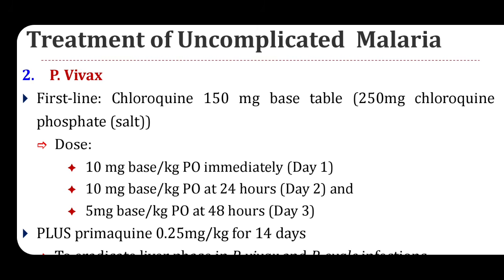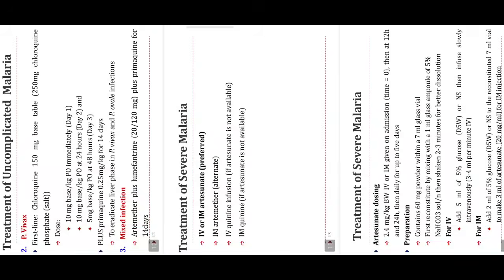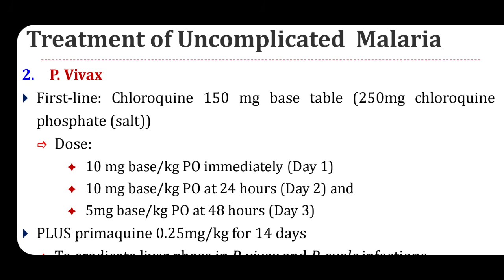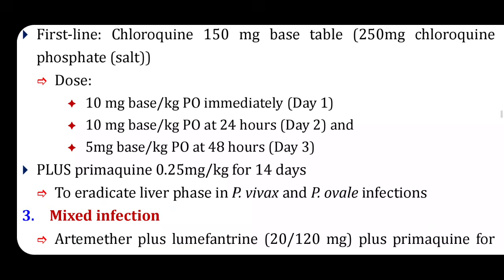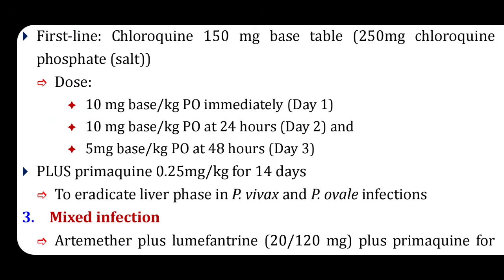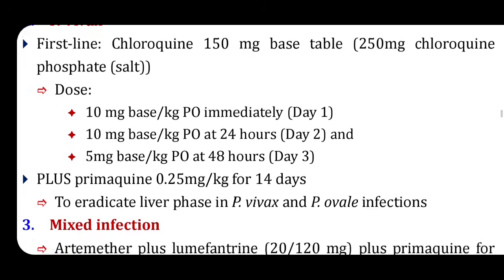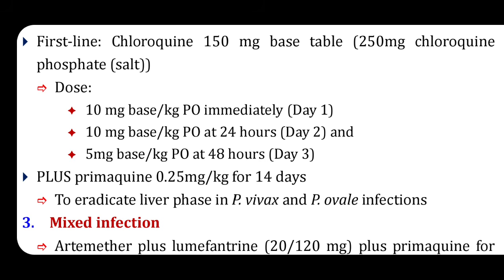That means a dose of 10 mg base per kg immediately at day 1, 10 mg base per kg at 24 hours or day 2, and 5 mg base per kg at 48 hours or day 3. So for the 3-day divided form, we can give chloroquine for P. vivax plus primaquine 0.25 milligram per kg for 14 days if our patient's malaria is uncomplicated. The main role of adding primaquine is to eradicate the liver phase in P. vivax and P. ovale infection.